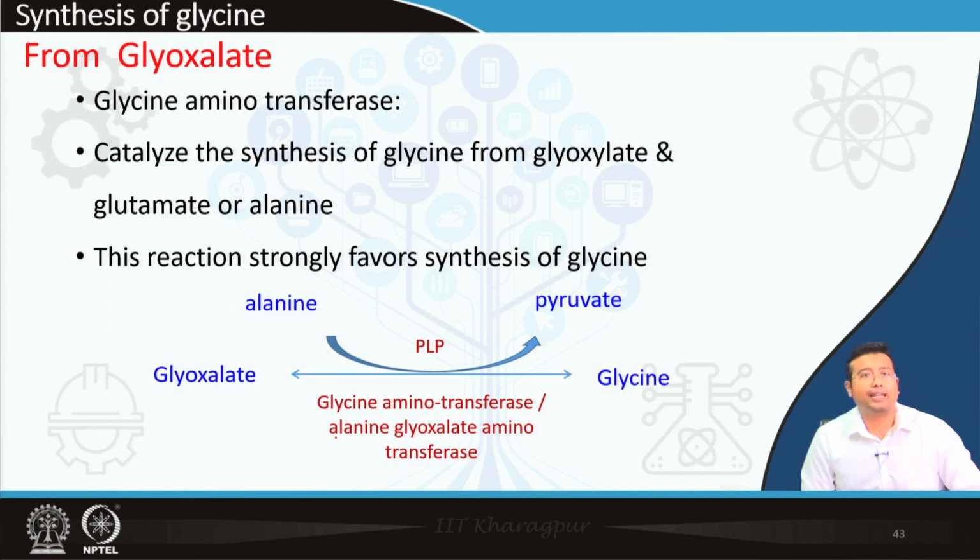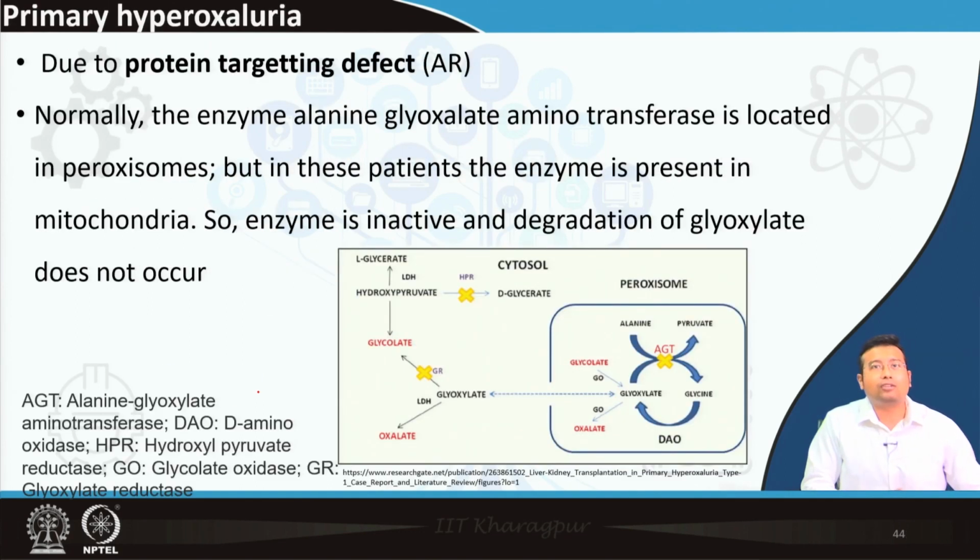We also remember this slide where I told you this reaction where glycine is formed from glyoxylate strongly favors synthesis of glycine, but if there is some problem, there will be no formation of glycine and glyoxylate will accumulate in excess, right, and this is leading to a disease that is known as primary hyperoxaluria.